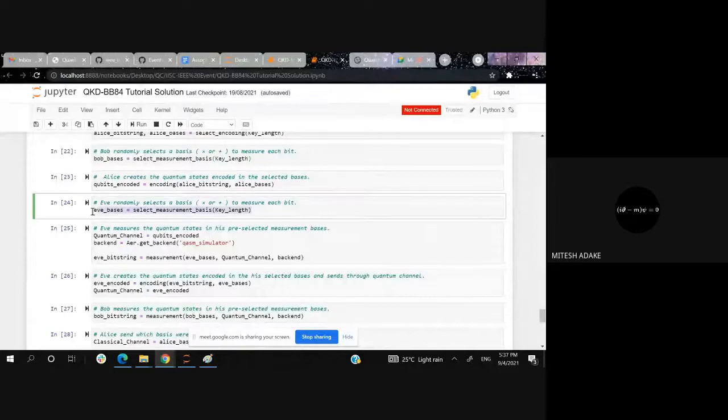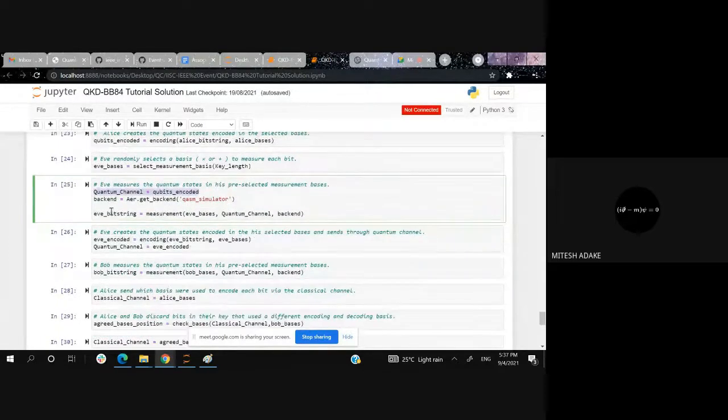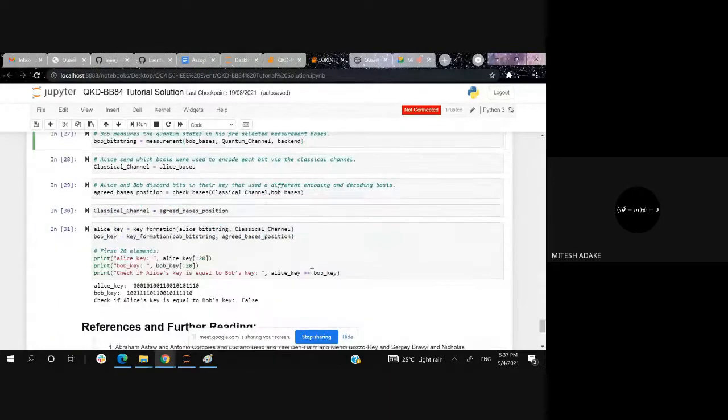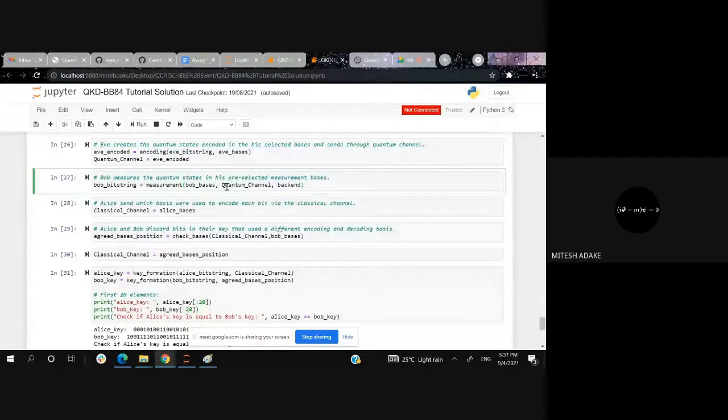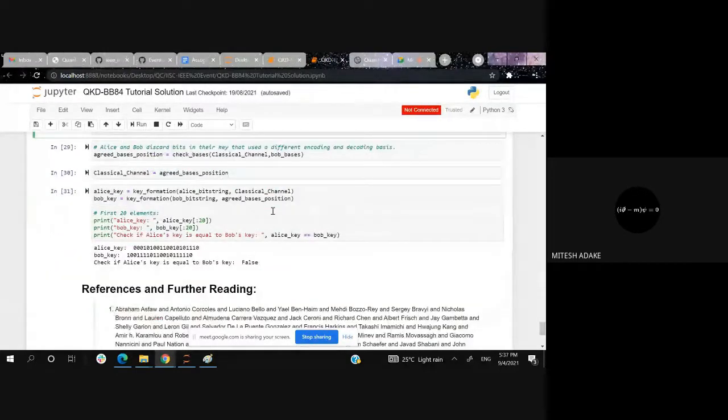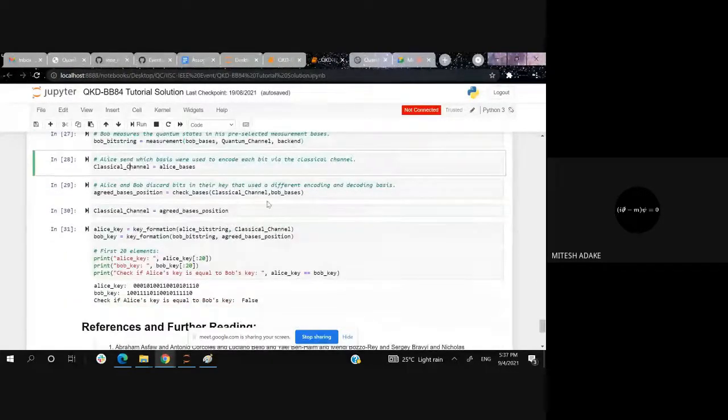So Eve sets his own basis, and he tries to interrupt in the quantum channel, and he makes his own measurement in it, and then the quantum channel again encodes it and sends it to Bob. So Bob is now measuring the bits already measured by Eve. So we'll get a completely different output for Bob after his selection of basis and measurement are done, and you can see the output is false.